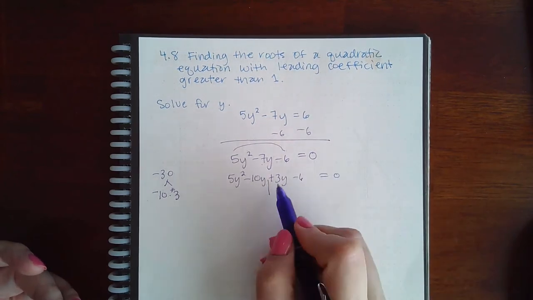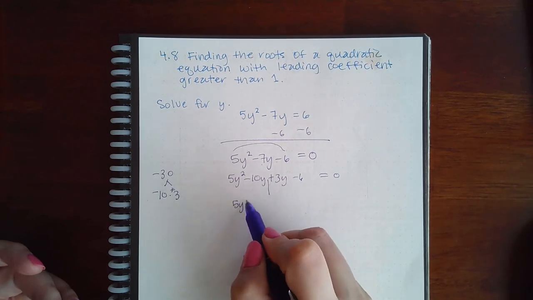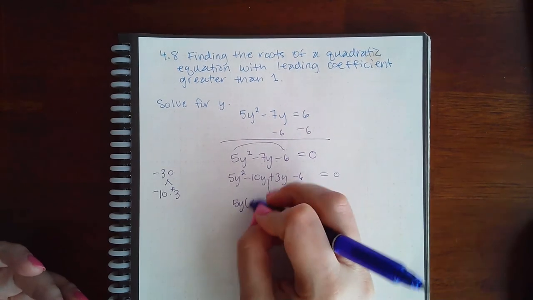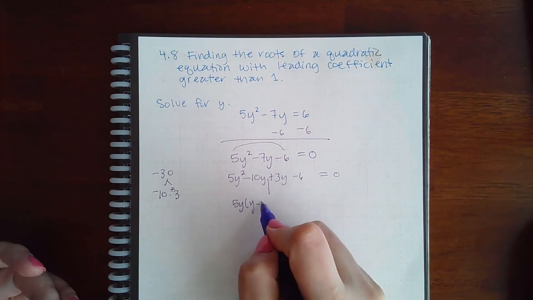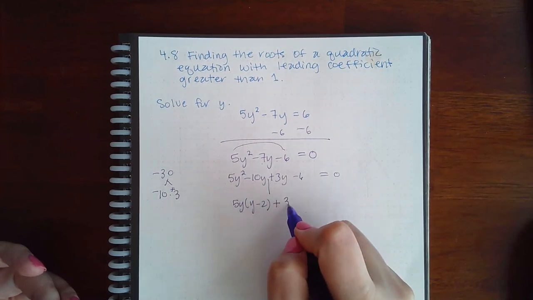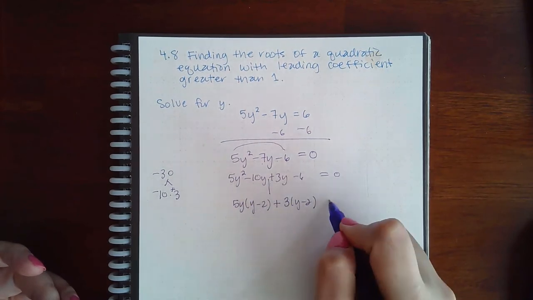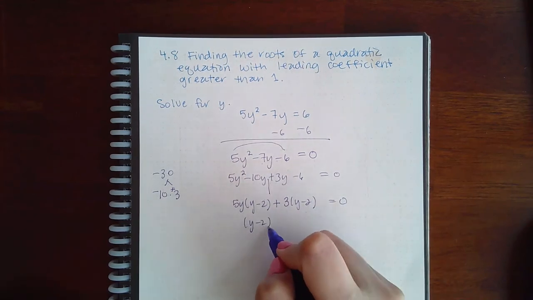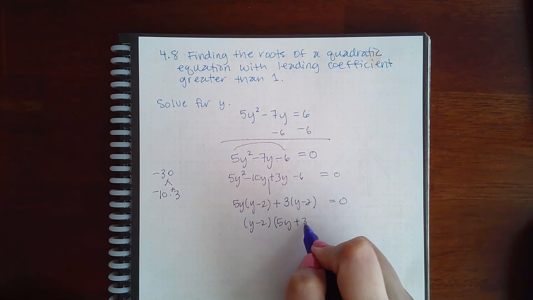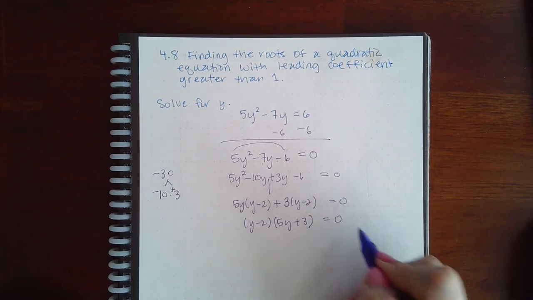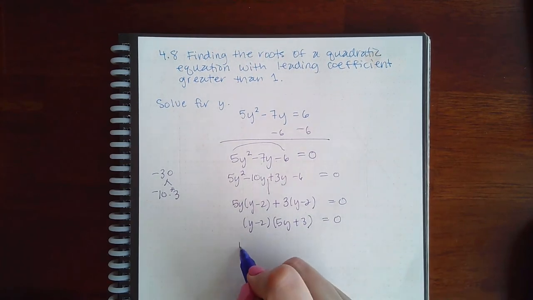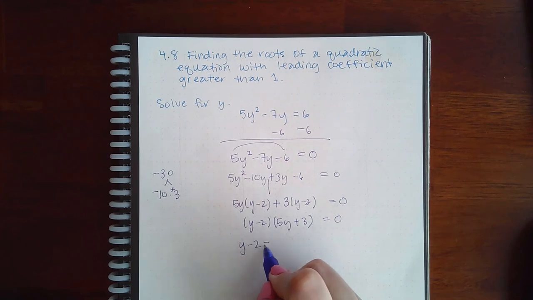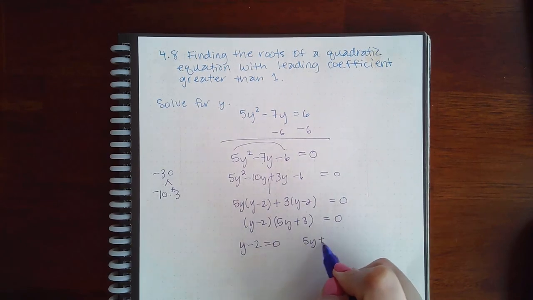Chop that in half. So we have 5y and then y minus 2, bring down the plus, 3y minus 2, you could keep the equal sign to 0, factor out the y minus 2, you have 5y plus 3 left, and still keep it equal to 0. And then now that it's factored, you set each factor equal to 0.